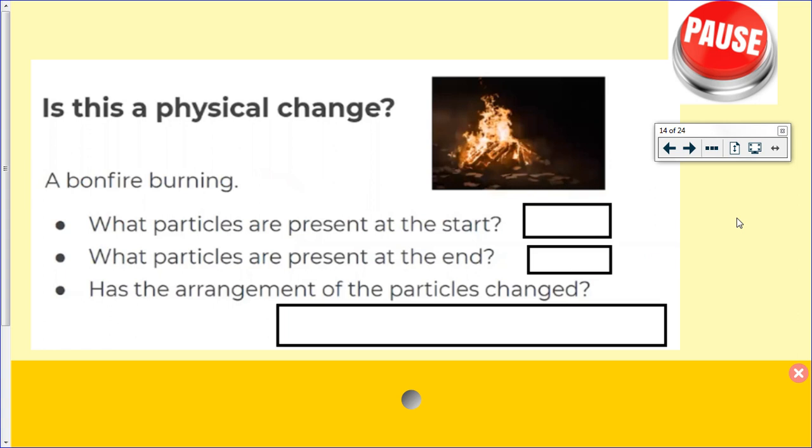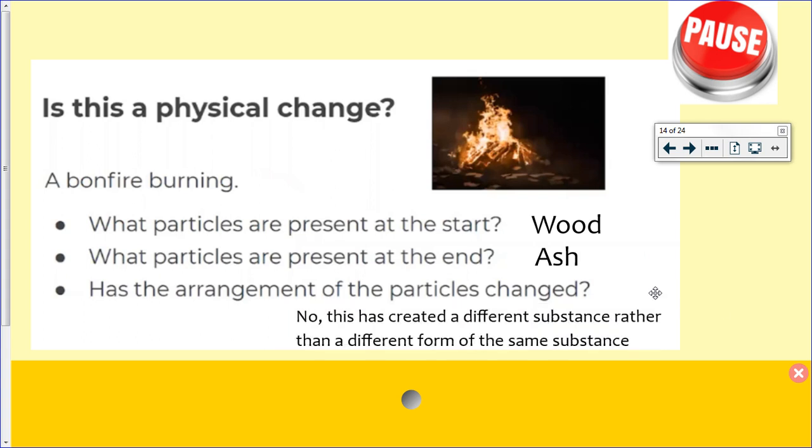Okay, so what particles are present at the start? We have wood. We need the wood to create the bonfire. What particles are present at the end then? Do we still have wood particles left after a bonfire? No, we don't. We have ash. So in this case our particles are different. So what are you starting to think? Is this a physical change or not? Has the arrangement of the particles changed?